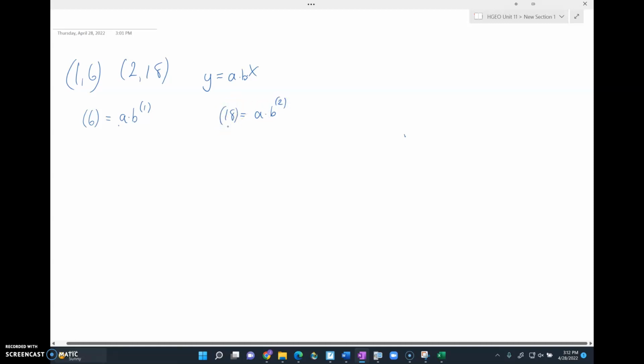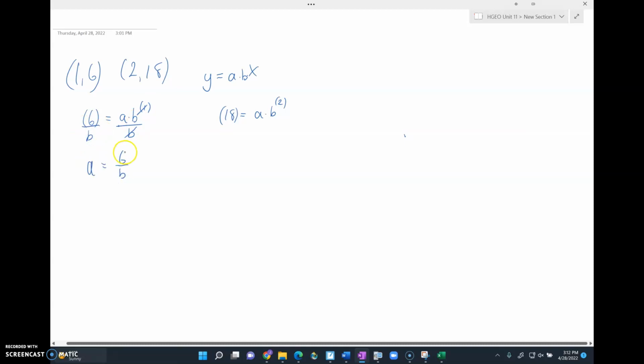Now for this, it doesn't matter which equation you start with, but I'm just going to go off the one on the left out of habit, and I'm going to isolate a. It's almost always going to be easier to isolate a than it is b, and you'll start to see that in class when we talk about it. But here, if I go to isolate a, I'm just going to divide both sides by b. So I get that a is equal to 6 over b.